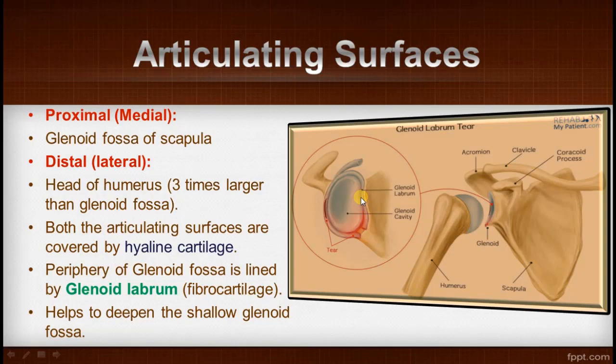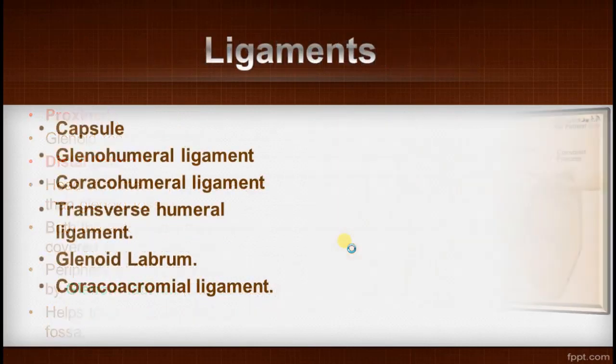Now this, to some extent, increases the depth of the glenoid fossa, so a little bit of stability is gained this way. Okay, so that is the glenoid labrum. Above, the supraglenoid tubercle is present, whereas the infraglenoid tubercle is present outside the glenoid labrum. Okay, supraglenoid tubercle is within the glenoid labrum, infraglenoid tubercle is outside the glenoid labrum.